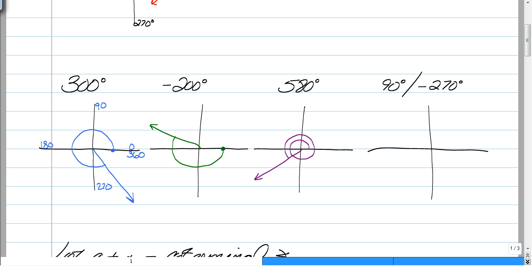Last one. I'm asking you to draw 90 degrees and negative 270. To draw 90 degrees, we're just going to start here. It's positive, so we go right here, which is just right on the positive y-axis, and that's it. But if we draw negative 270, we're going to start in the same way, but now we're going to go backwards. There's negative 90, negative 180, and here you go. Negative 270 degrees is the exact same terminal ray.